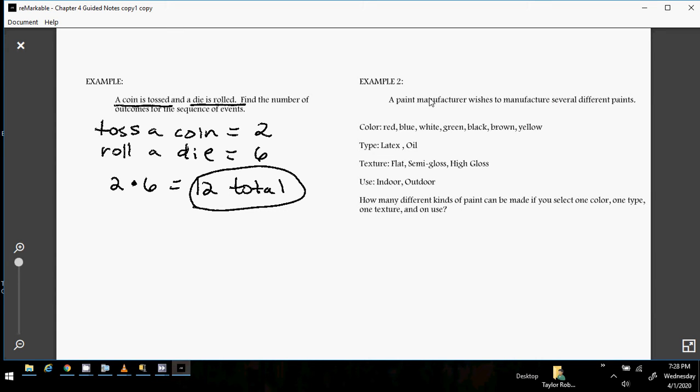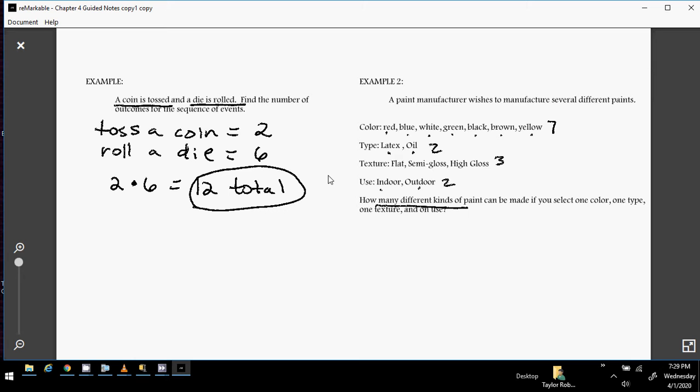So there's lots of possibilities here. For this one, we have just these colors to choose from, these types, these textures, and these uses. So how many different kinds can we get? That's what it's asking. How many different kinds of paints? Alright, so for the color, we have 1, 2, 3, 4, 5, 6, 7 possibilities. For the type, we have 1, 2. For the texture, 1, 2, 3. For the use, 1, 2.